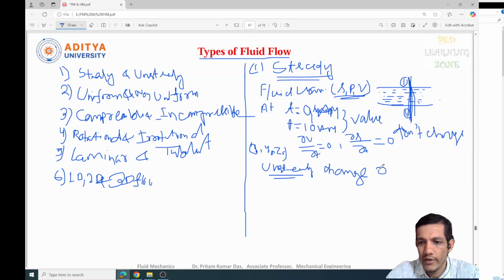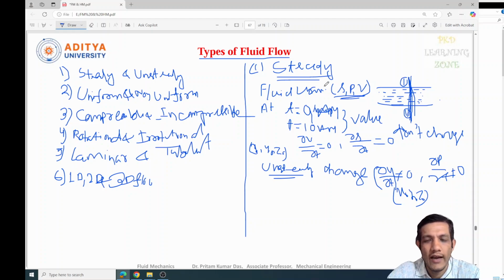So for this we can write del V by del t is not equal to 0 at a particular point. That we can also write in a bracket as x0, y0 and z0. Similarly, we can write del P by del t is not equal to 0 at this particular point. So this is about the steady flow and unsteady flow.